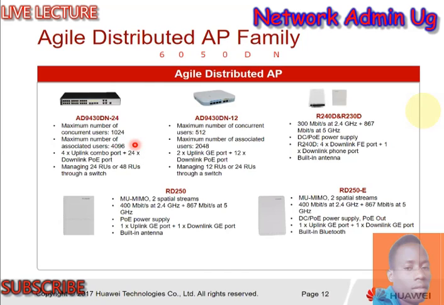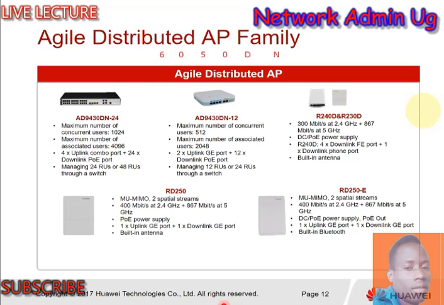But just imagine an access point supporting up to 1,000 users connected to one device, and giving them very good speeds, approximately 400 megabits per second, working on both the 5 gigahertz and 2.4 gigahertz spectrum bands. So that is really something for the Agile Distributed Access Points.